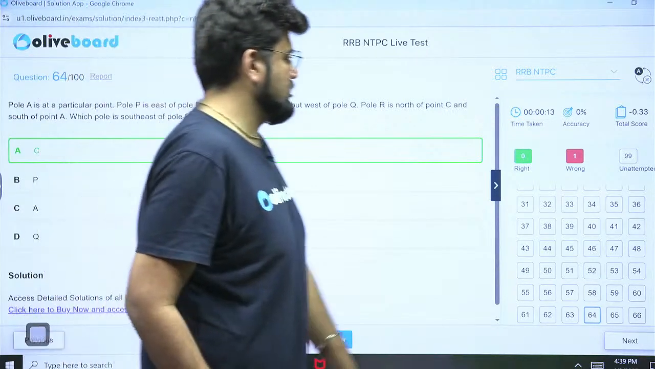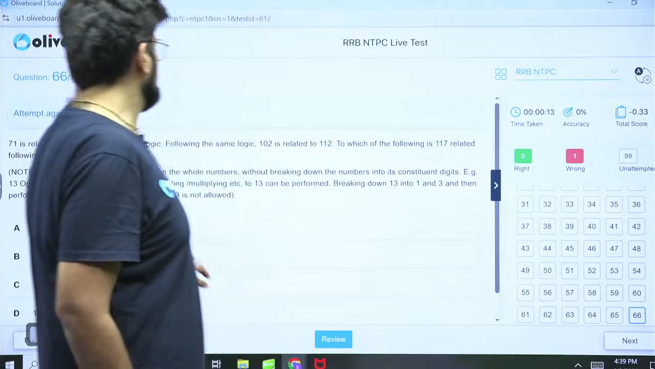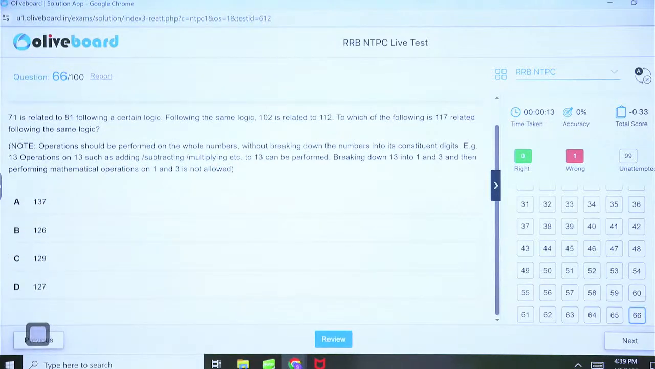Question 66. 71 is related to 81. Following the same logic, 102 is related to 112. Oh my god, don't tell me they asked this question. 170 is related to what? This is a very easy question, tell me.